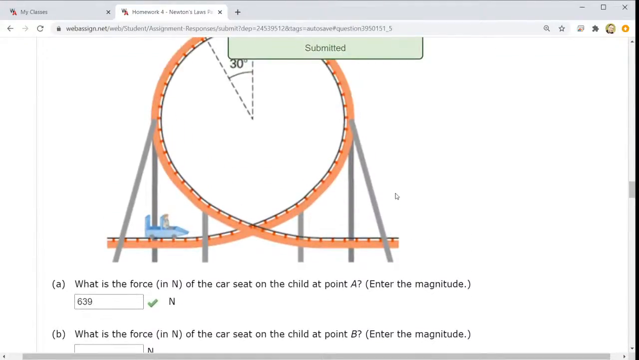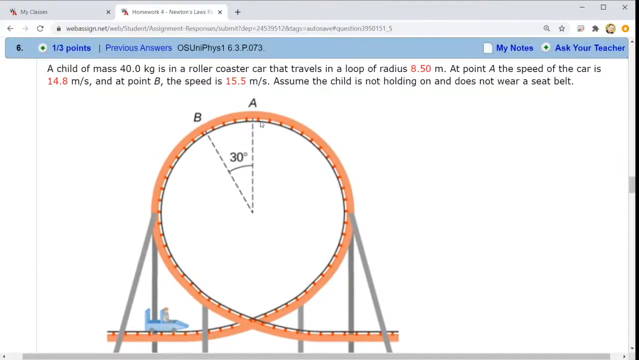Good. Okay, so the interesting thing here is, what is the child's weight? The child's weight is the child's mass, 40 kilograms, times g, 9.8. The child's weight is 392 newtons. 392 newtons. So at this speed, the seat is actually pushing down on the child harder, with more force than the child's weight.